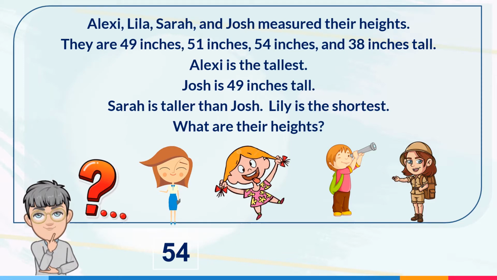Alexi is the tallest, therefore, she is 54 inches tall. Josh is 49 inches. Sarah is taller than Josh, therefore, she is 51 inches tall. Lila is the shortest, which is 38 inches tall. Therefore, these are their heights.